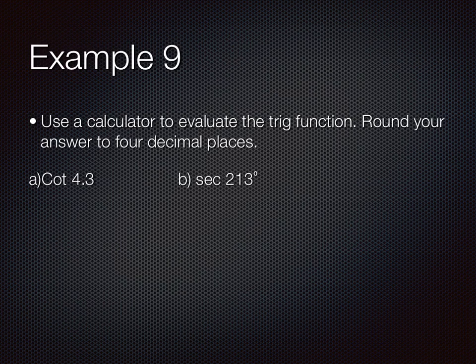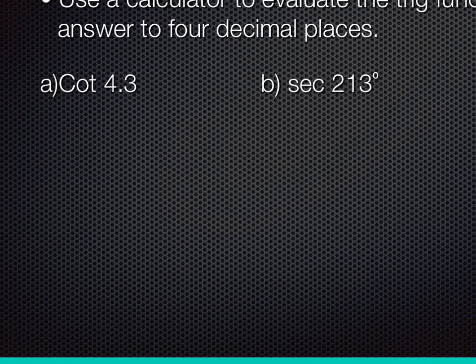So what mode does the first one have to be in? Radians. There's no degree symbol. So it's 1 over the tangent of 4.3. And again, it's got to be in radians. You should get 0.4375.